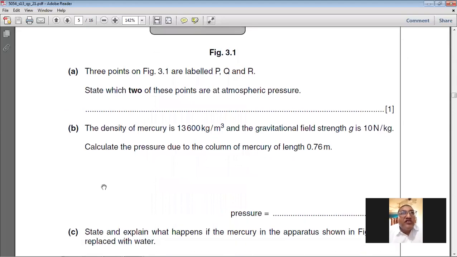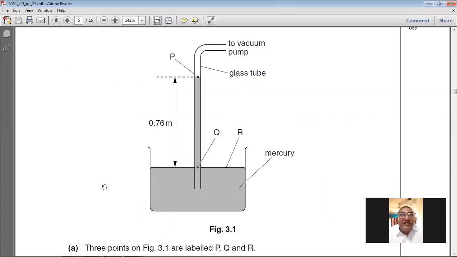Three points on the figure 3.1 are labeled P, Q, and R. State which two of these points are at atmospheric pressure. So this point R is directly under the atmospheric pressure, so the pressure at point R is atmospheric pressure. This point Q, above it, this column of mercury, the pressure of this column of mercury is equal to atmospheric pressure. So at point Q and at point R, the pressure is equal to the atmospheric pressure.